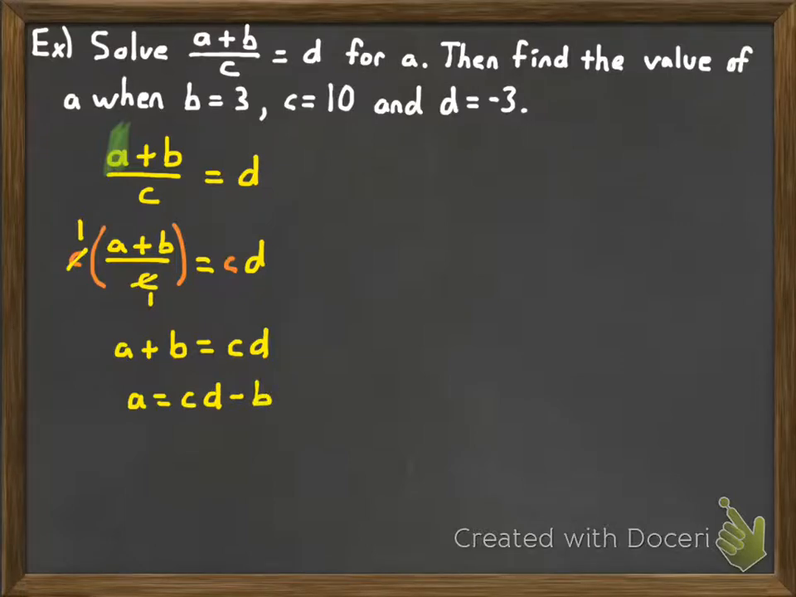That's part 1 of the problem. And now that we've isolated the a, it's going to be very easy to figure out what it is for these values of b, c, and d. Let's go ahead and plug those in.